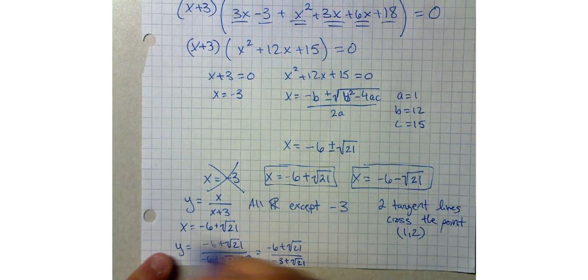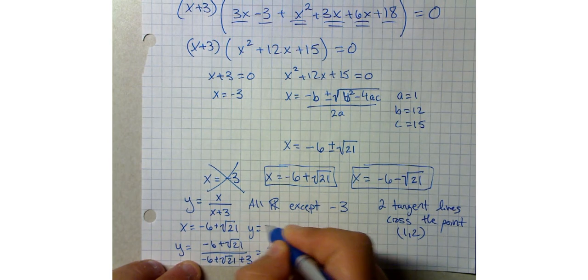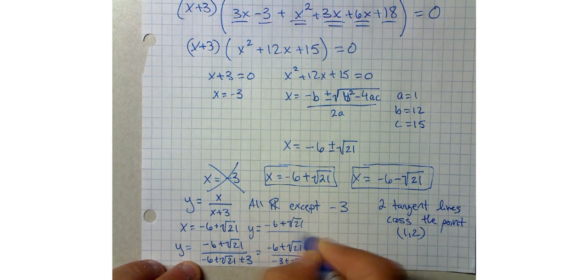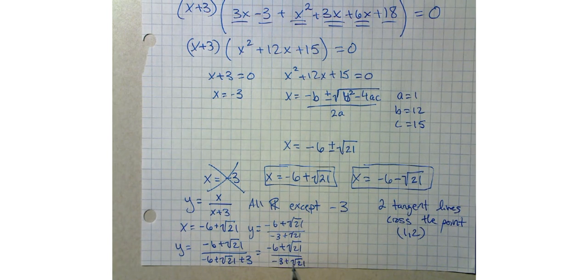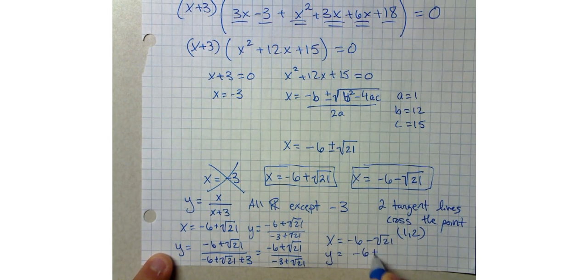So at the point x equals -6 plus the square root of 21, y equals -6 plus the square root of 21 over -3 plus the square root of 21. The negatives do not cancel because this is stuck by addition and subtraction. And for the other x point, x equals -6 minus the square root of 21, you can do the same thing. You get y is equal to -6 minus the square root of 21 over -3 minus the square root of 21. This is going to be minus on the top, sorry.